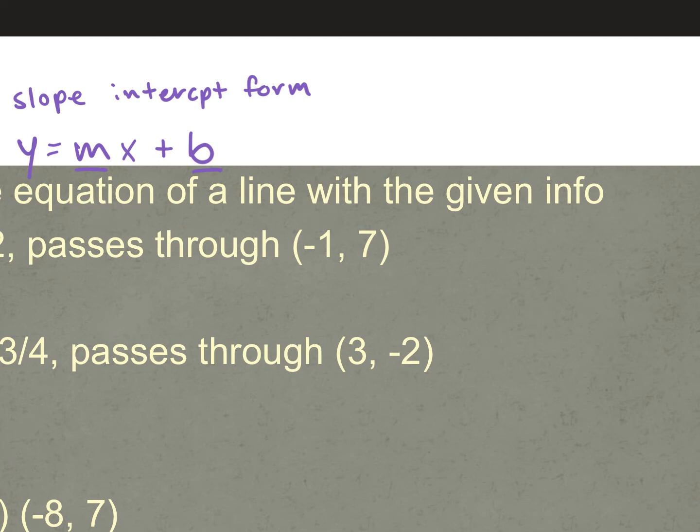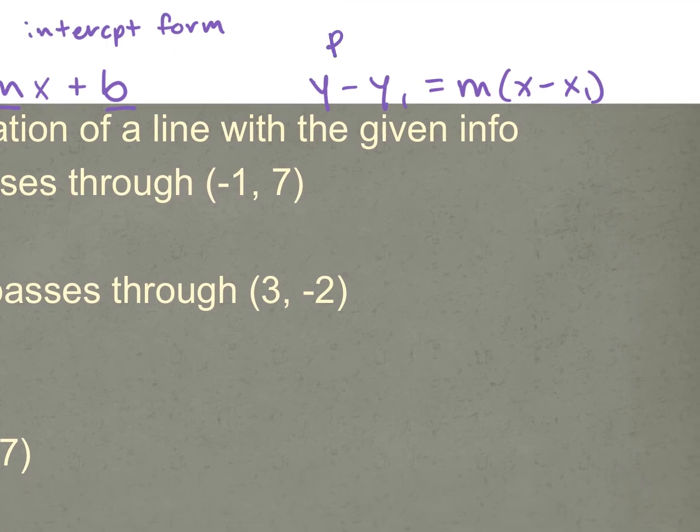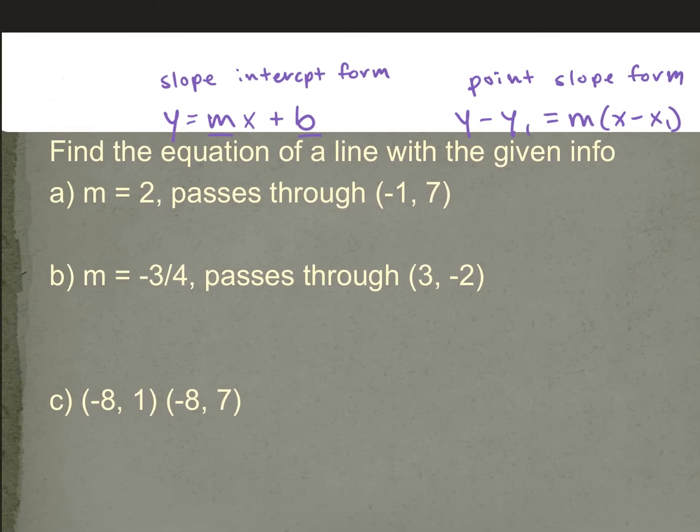Do you know what point-slope form is? Awesome. So it's y minus y1 is equal to m times x minus x1. So this would be point-slope form. For these questions, it just says find the equation of the line. It doesn't say what form it wants it in.